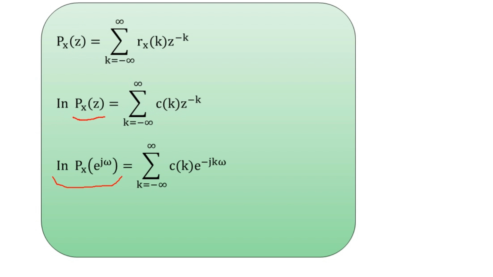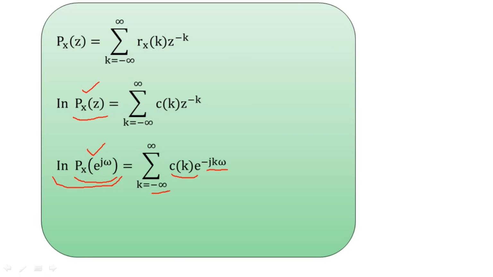So Px(z) and Px(e^{jω}) are the same. This is the power spectral density in the Fourier domain and this is in the z domain. Here we carry out the Fourier transformation: the summation over k from minus infinity to plus infinity of c_k, the same coefficients, times e^{-jkω}. These c_k can also be taken in the form of Fourier coefficients.